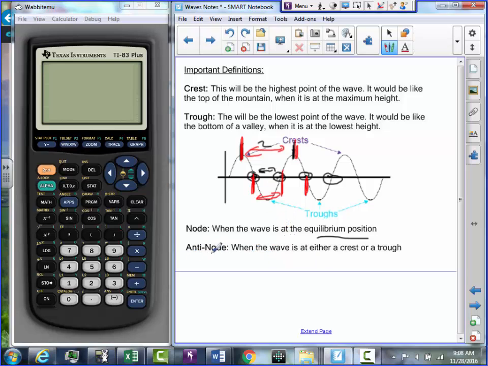By the way, the other term you need to know is called an antinode. Antinodes are like the maximum displacement. So the crests and the troughs, they are the antinodes. So think of a pendulum swinging back and forth. When it's in the middle, it's a node. And when it's at the maximum amplitude, it's an antinode.